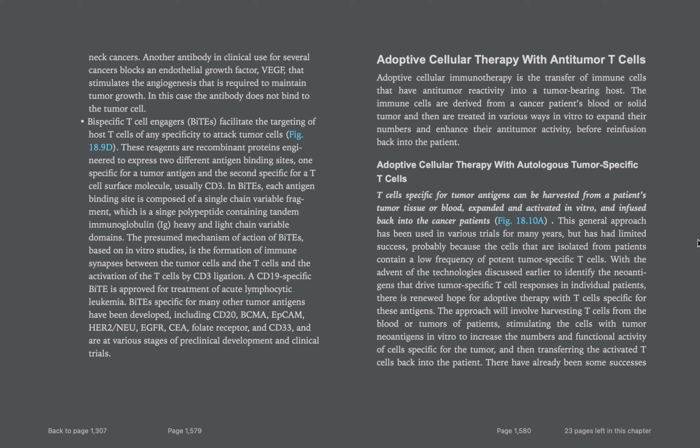Adaptive cellular therapy with the anti-tumor T cells. Adaptive cellular immunotherapy is the transfer of immune cells that have anti-tumor reactivity into a tumor-bearing host. The immune cells are derived from a cancer patient's blood or solid tumor and then are treated in various ways in vitro to expand their number and enhance their anti-tumor activities before reinfusion back to the patients.